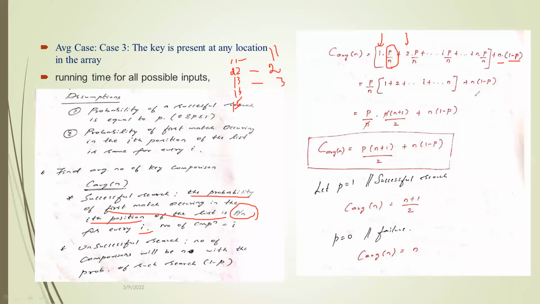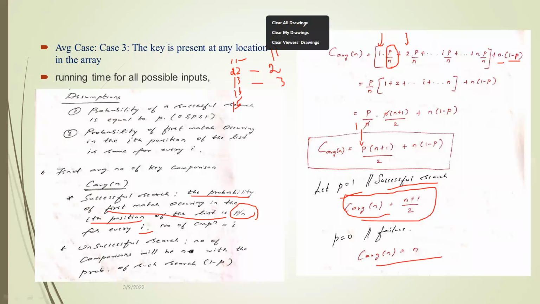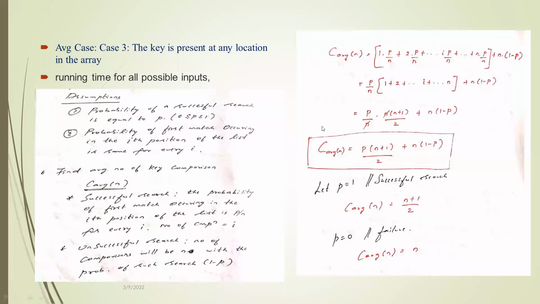So you have to write a formula, then you have to solve it, and then you will come out with this equation. If p is equal to 1, that indicates a successful search. Here, if you substitute p equal to 1, you'll get n plus 1 by 2. In case of failure, the time efficiency is n. Like that, you have to calculate the time efficiency of all algorithms.